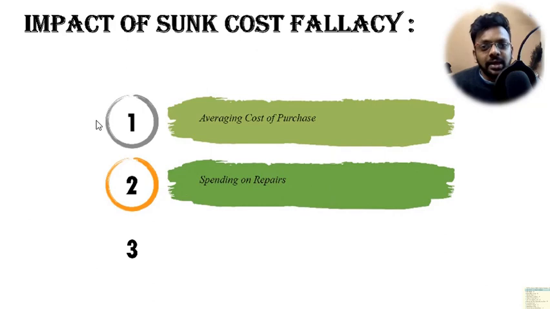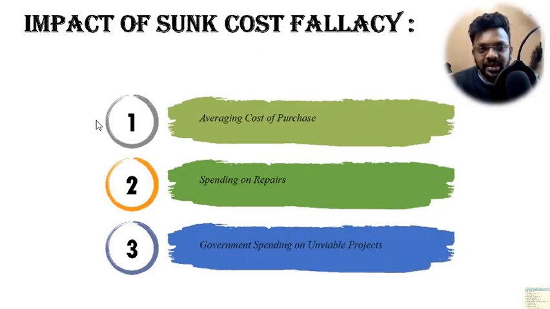Spending on repairs. Sometimes it is wiser to buy a new car instead of spending on repairs every year if it reaches the end of its economic life. Right? Government spending on unviable projects. Sometimes bureaucratic procedures delay a project and it becomes less viable. But since the project has been sanctioned and the money has been raised, the project will be completed even though it may not be viable. These are the impacts of the sunk cost fallacy.